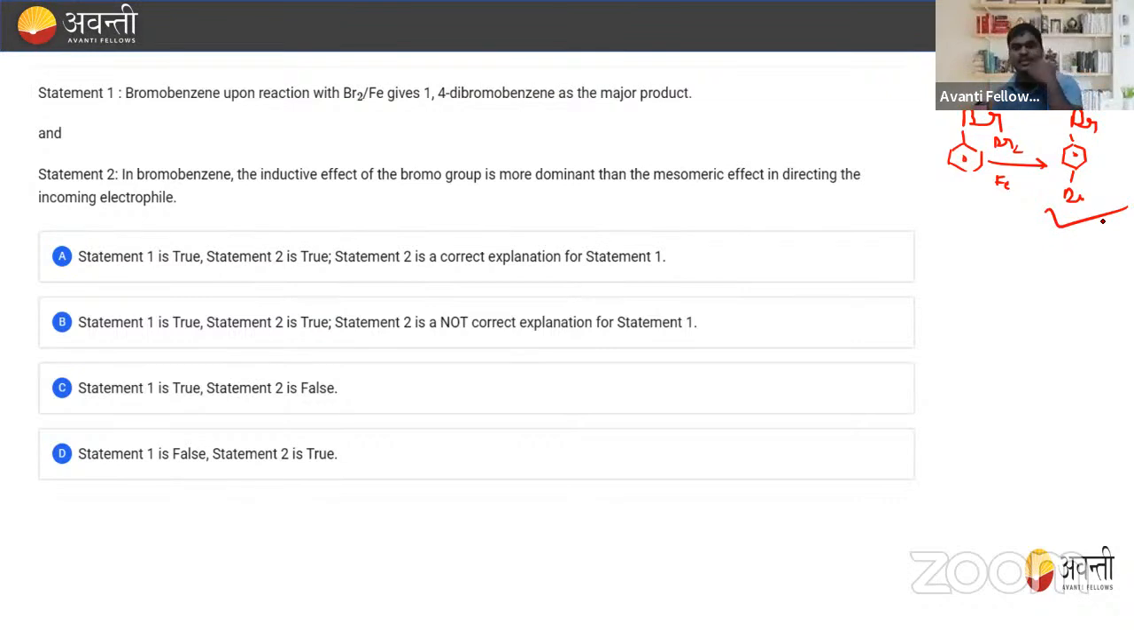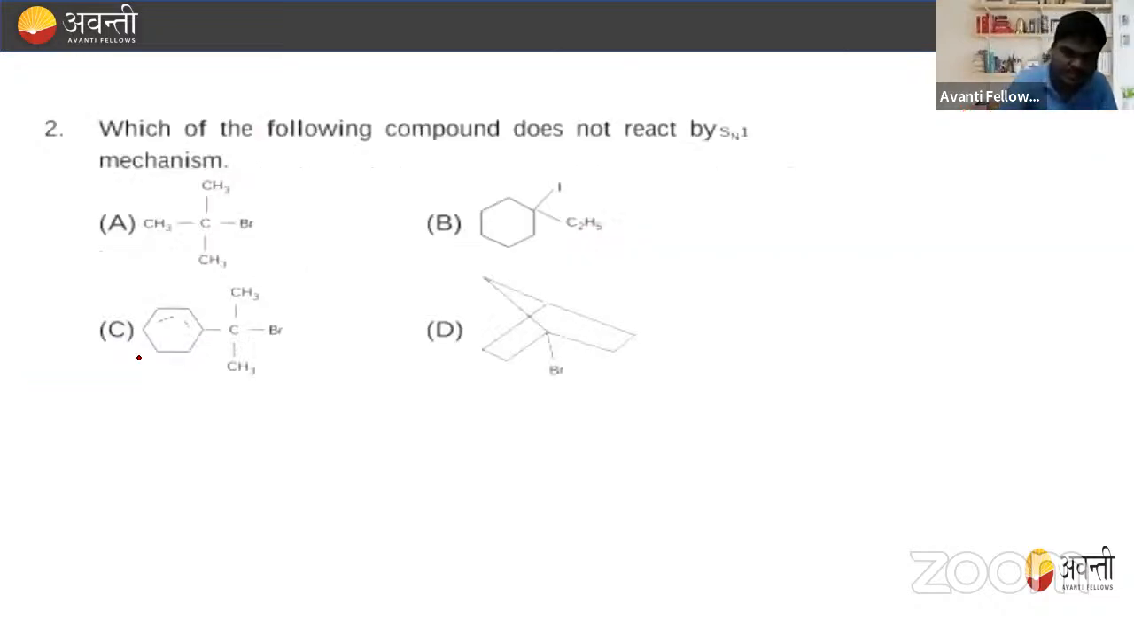The second statement says that in bromobenzene, the inductive effect of the bromo group is more dominant than the mesomeric effect in directing the incoming electrophile. If the inductive effect were dominant, the group would tend to withdraw electrons towards itself, and meta substitution would take place. So in bromobenzene, the inductive effect of the bromo group is not more dominant than the mesomeric effect in directing the incoming electrophile. So statement one is true, but statement two is false.